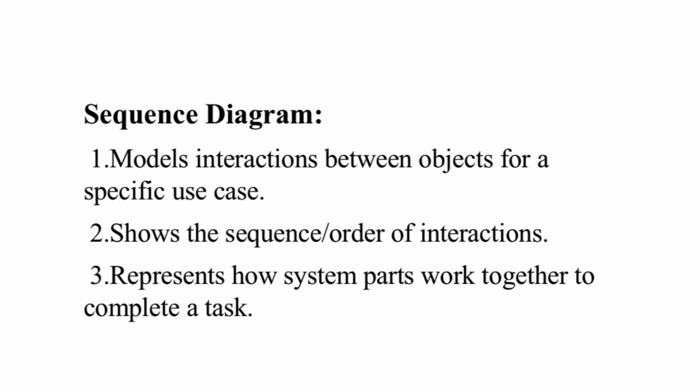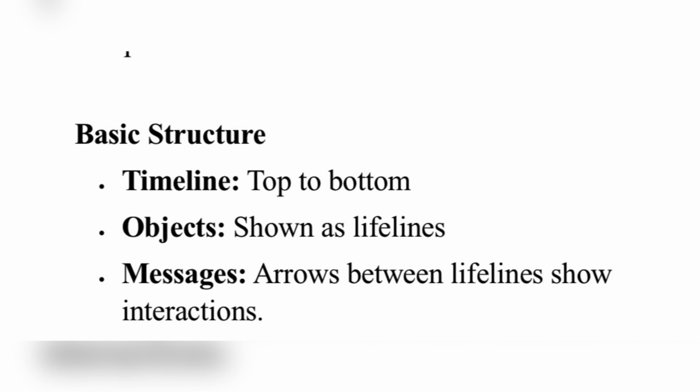Fourth topic is a sequence diagram. It models interactions between objects for a specific use case. It shows the sequence order of interactions. It represents how system parts work together to complete a task. Basic structure: first, timeline, top to bottom. Second, objects, shown as lifelines. Third, messages. Arrows between lifelines show interaction.